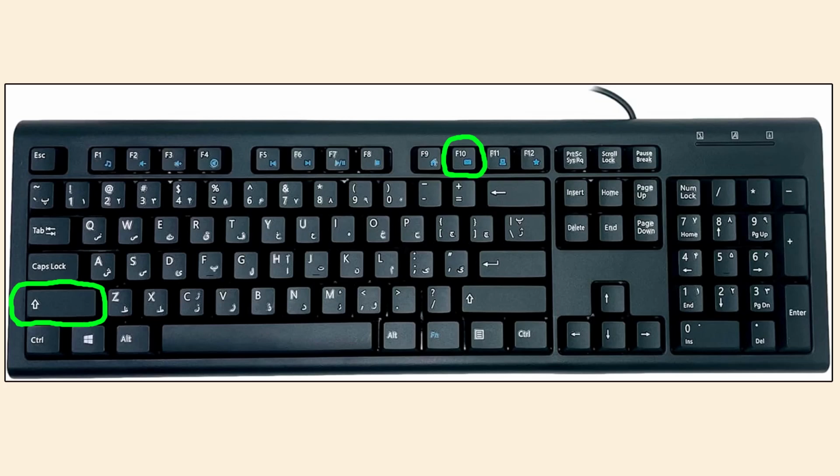So the first thing you're going to do is, on the keyboard, hold the Shift key and press F10. That's the two buttons shown on this screen here. Pause the video in case you need to get a good look at the keys on the keyboard.